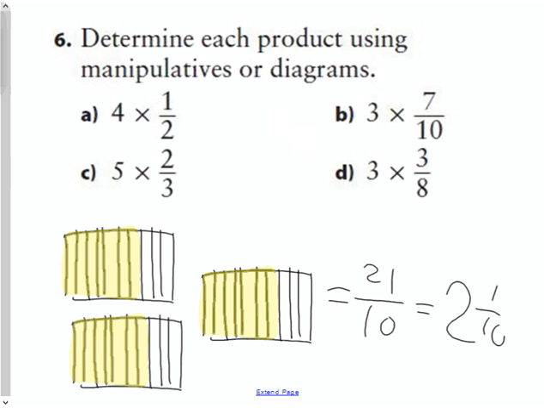And that makes sense, because if I was to take these 3 right here and put them here, that would be 1. If I was to take these 3 and put them here, that would be another 1, or 2, and I would have 1/10 left over. So 2 and 1/10 is the answer to the product of 3 times 7/10.